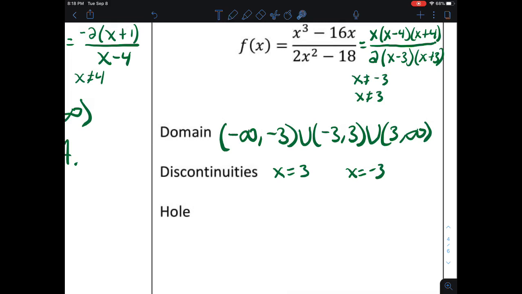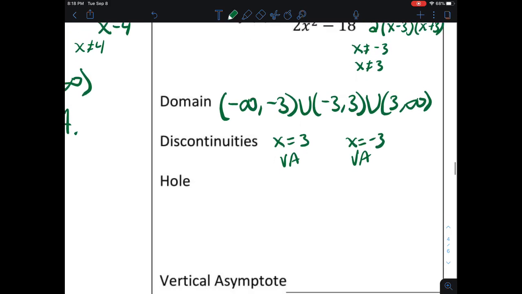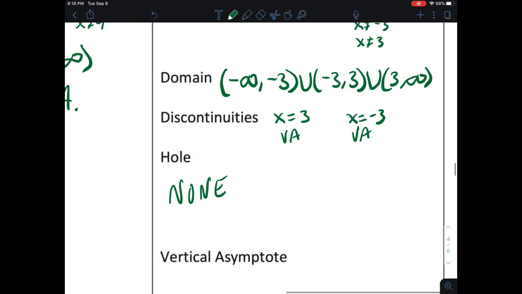Well, we look at our problem in factored form. The two numbers that made the denominator 0, those factors cannot be removed. I can't cancel them out with anything in my numerator, which means they are non-removable, meaning they are both vertical asymptotes. Since they are both vertical asymptotes and there are no more numbers of x that will make the denominator 0, there cannot be any holes. So I'm going to write none for my holes.